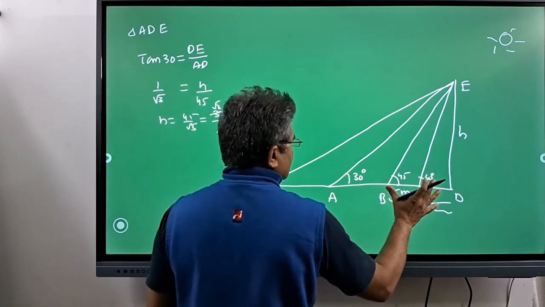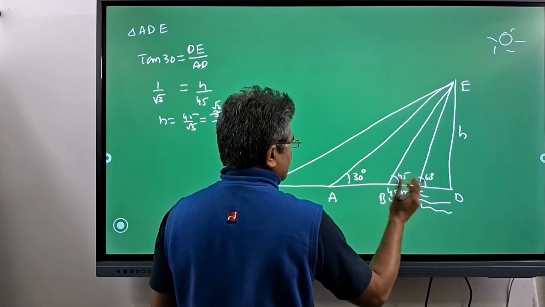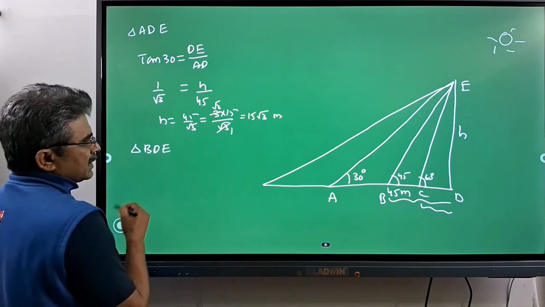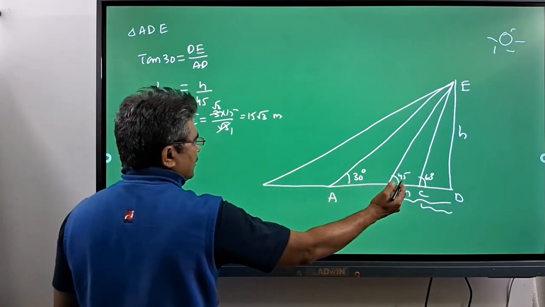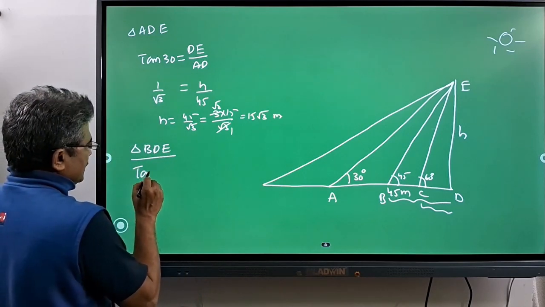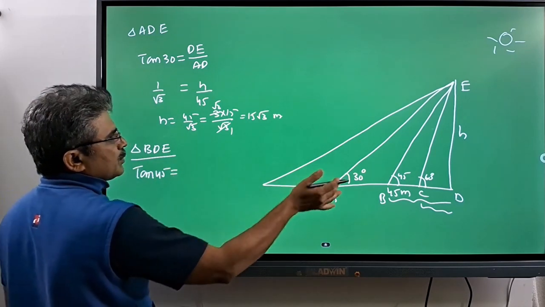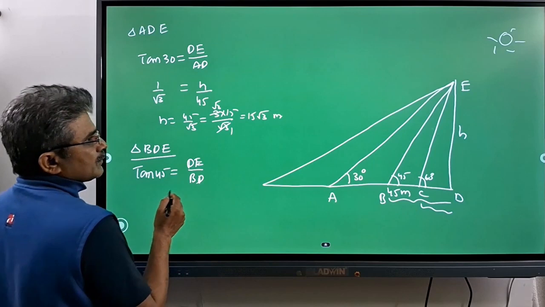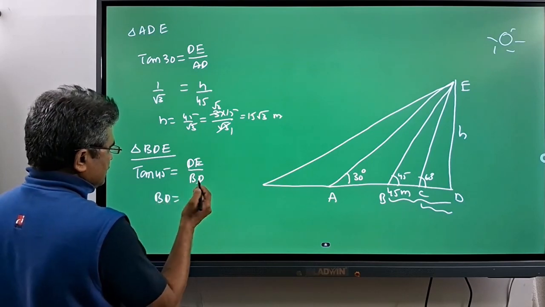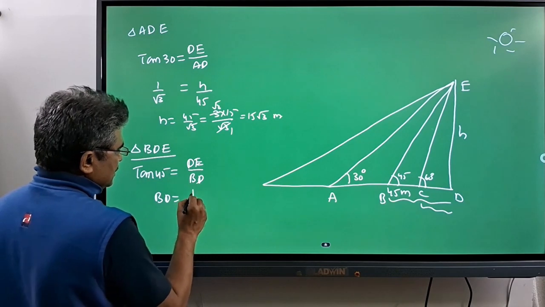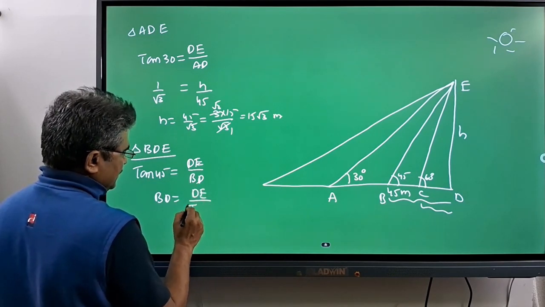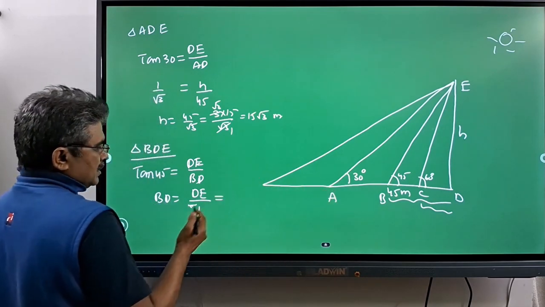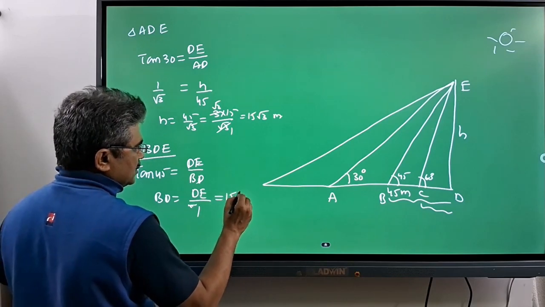Now we need to find out the length of the shadows at these elevated angles. So consider triangle BDE, which constitutes the elevated angle 45 degrees. So consider tan 45 is equal to opposite, which is DE, and adjacent, which is BD. So we need to find out BD. Bring this BD to this side and tan 45 to this side. So BD is DE by tan 45, and tan 45 is 1. DE's value is 15 root 3, so BD value is also 15 root 3.